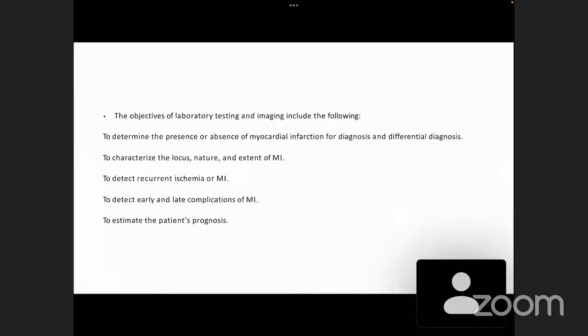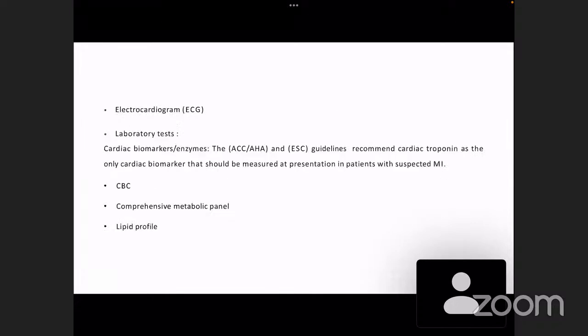For the workup, the objective of the laboratory workup is to determine the presence or absence of myocardial infarction for diagnosis and differential diagnosis. Also for the imaging, to characterize the locus, nature, and extent of MI, to detect recurrent ischemia or MI, and to detect early and late complications of MI. Lastly, to estimate the patient's prognosis. So ECG, lab work, especially the cardiac troponin, CBC, comprehensive metabolic panel, and lipid profile.